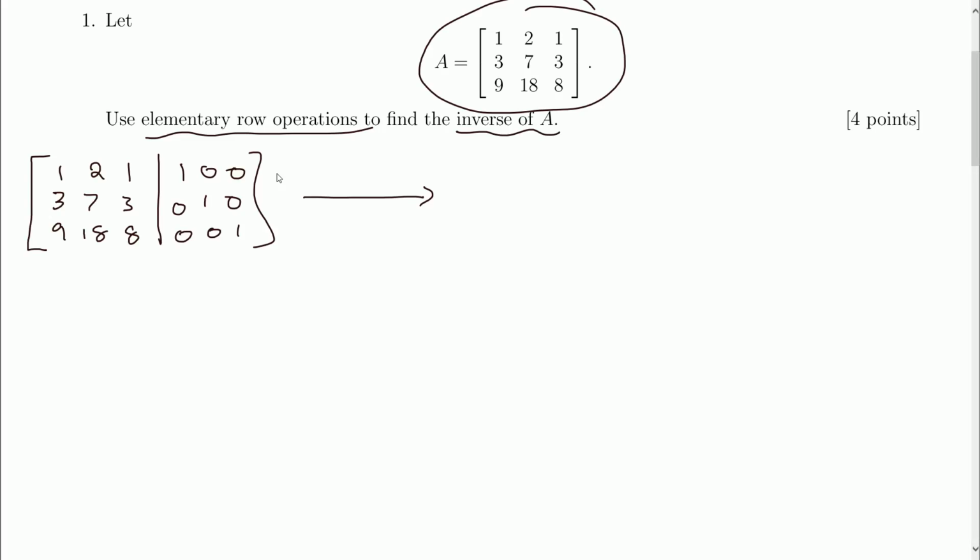Anyways, what do we want to do? Well, I've got a leading 1 here, so let's use that 1, cancel out this 3 here. So we'll do row 2 minus 3 row 1. That's how we get rid of 3's. So 1, 2, 1. We'll get 0. 7 minus 3 times 2. I screwed that up in a recent video. That'll be a 1. And this will be a 0 here.